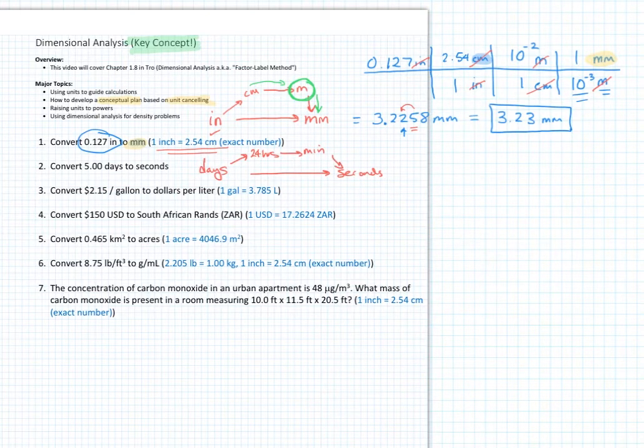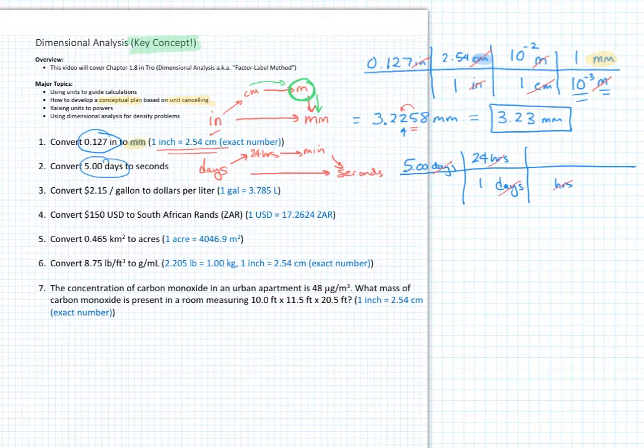All right, so my problem is going to look like a starting number, which is always in the problem. So 5 days. Draw out my railroad tracks. Days have to be on the bottom. So 24 hours in every 1 day. And I need hours on the bottom of the next step. Remember, I'm going to cross these off as I go.